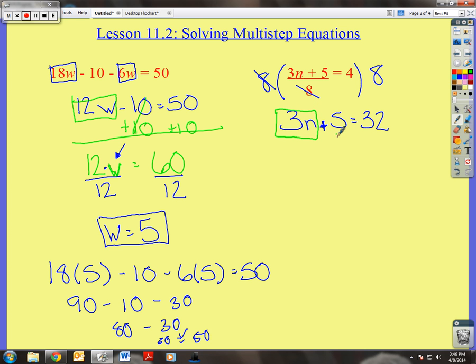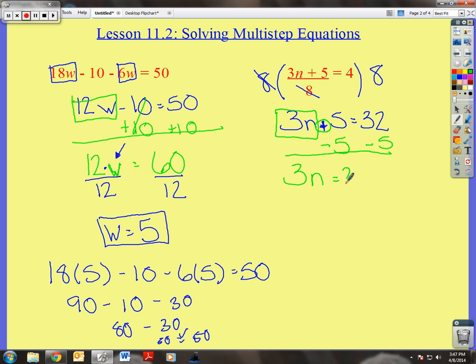I need to get rid of the 5. Well, it says to add the 5. The opposite of adding 5 is to, as Kennedy tells me, subtract 5. I will subtract 5 from both sides. Thank goodness Kennedy's here because I probably couldn't do that in my head. So I have 3 times n is equal to 32 minus 5, sorry, 32 minus 5, so I get a look from the crowd.